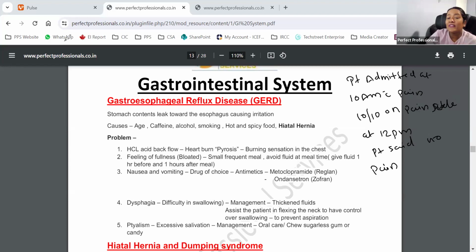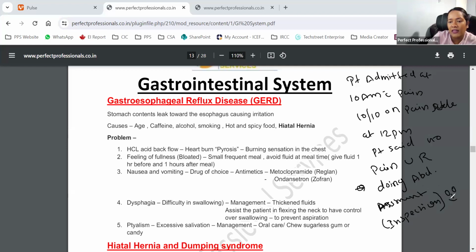Yeah, peritonitis, one sign and symptom of peritonitis. You are doing abdomen assessment by inspection. Okay? You are inspecting with your eyes. So what one sign you are going to see?